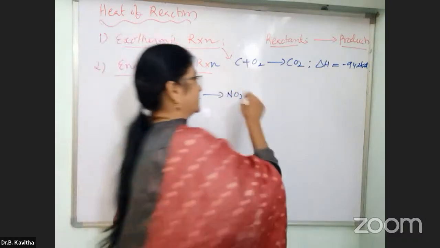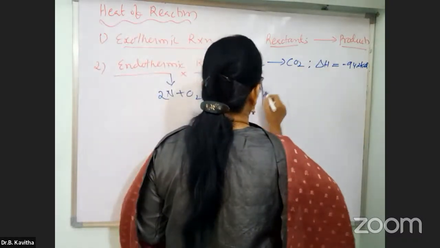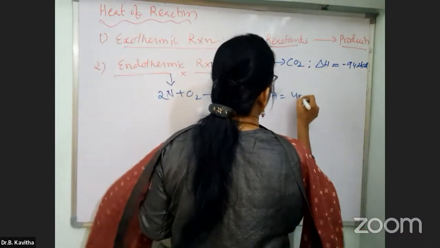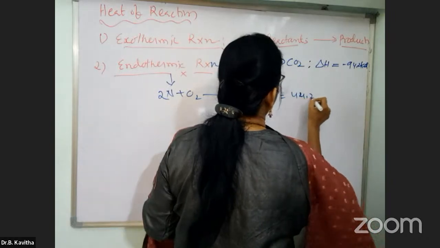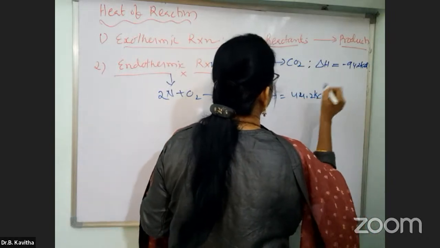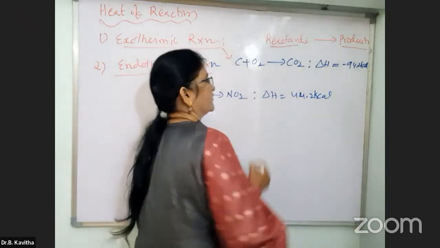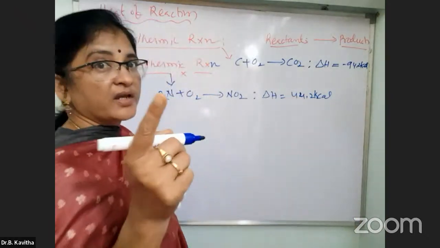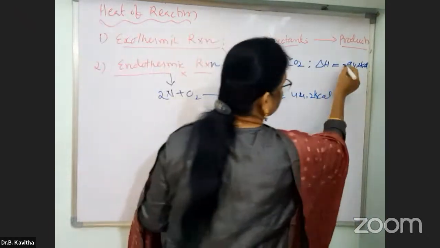Nitrogen dioxide. Delta H is minus 44.2 kilocalories. So plus 44.2 kilocalories. Remember here, I wrote minus. I wrote plus here.